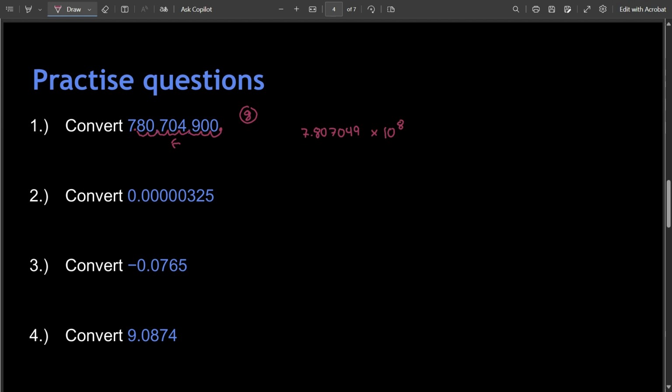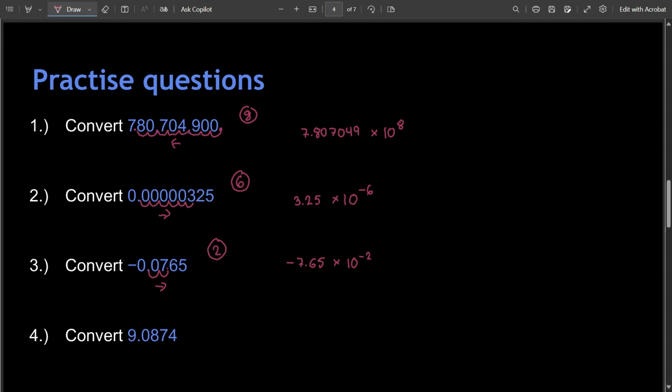Same thing here, we just move our decimal place. So 1, 2, 3, 4, 5, 6. So 6 here. And our new number is 3.25 times 10. And we can see that actually here we moved to the right. So that means our exponent is negative, so negative 6. Same thing here, 1, 2, so 2 steps, and to the right, so a negative exponent, so negative 7.65 times 10 to the power of negative 2.